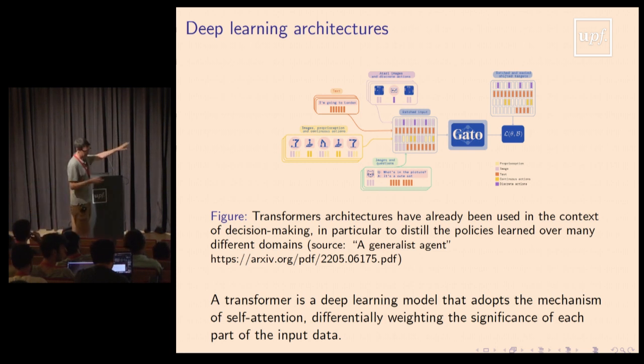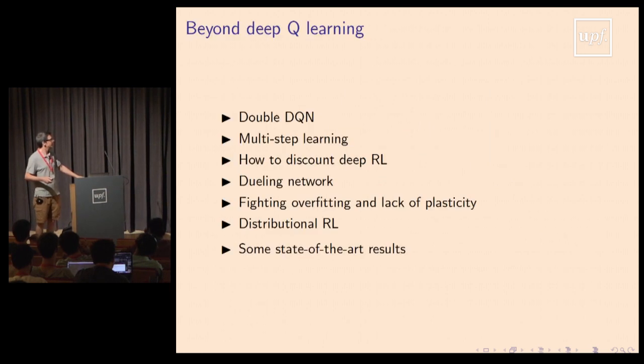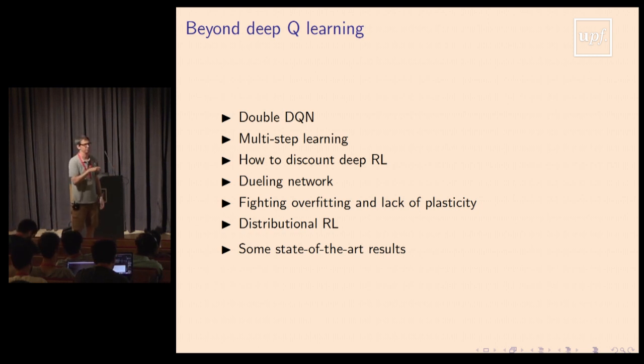So basically here we looked at different deep learning architectures, and here's what we will cover in the coming slides. One of these is multi-step learning. Yeah. Any other question?